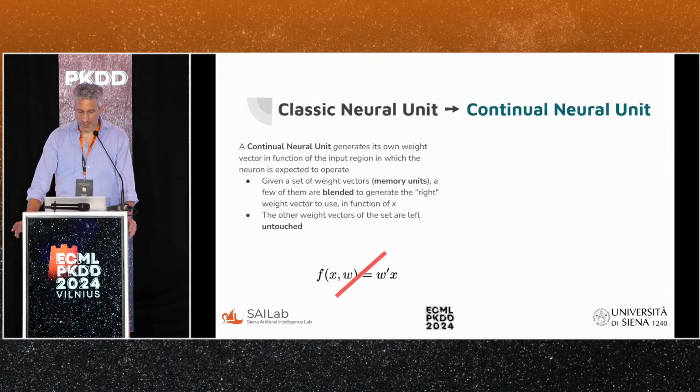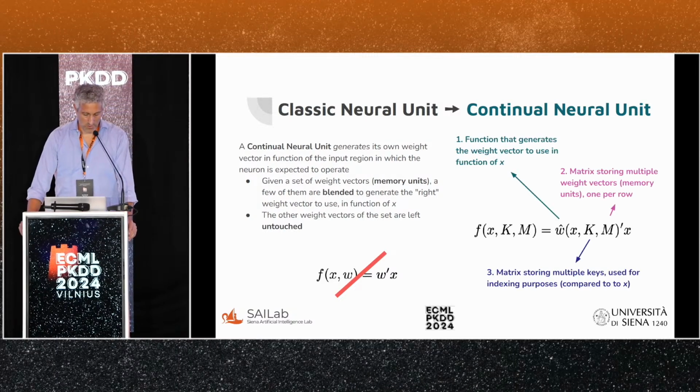So a continual neural unit is basically a neural unit that generates its own weights. And the generation process takes place in function of the input of the neuron, not of the whole network, the input of that precise neuron you are considering. Each neuron includes a set of weight vectors. We call them memory units. And a few of them, just a few, are selected and blended to generate the final weight vector you're expected to use. The other memory units, the other weight vectors, are left untouched. So this is a way to try to remember and not destroy what was learned in other areas of the input space of each single neuron.